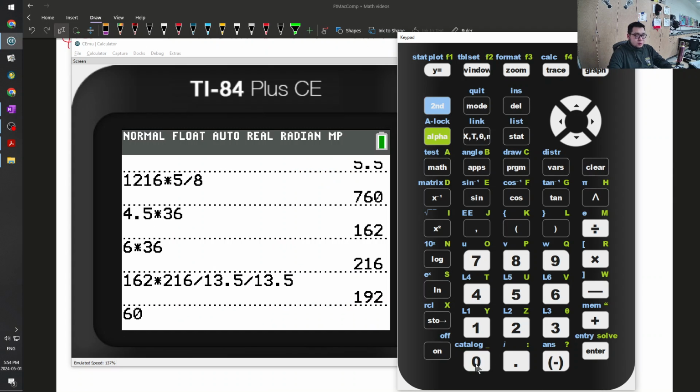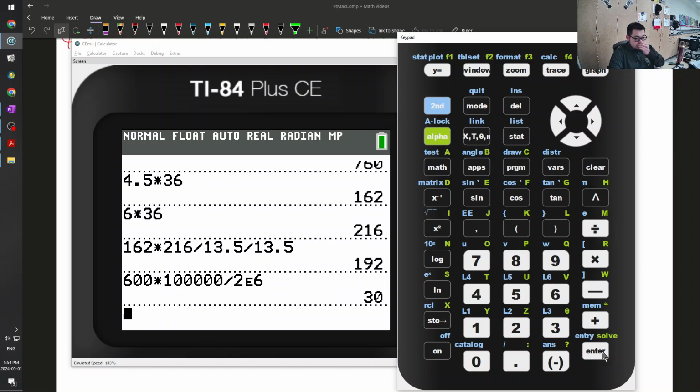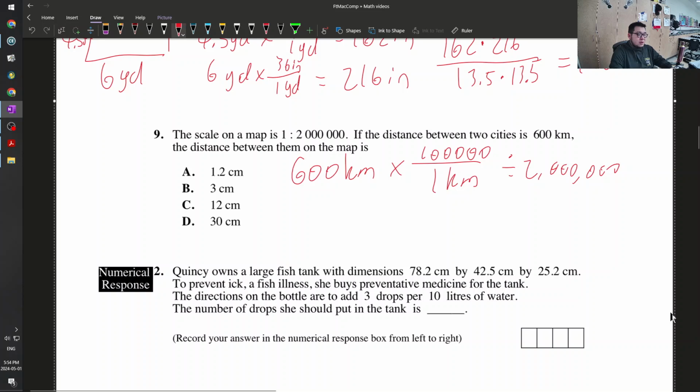So 600 times 5 zeros divided by 2 with 6 zeros. 30 centimeters. 9 is D.